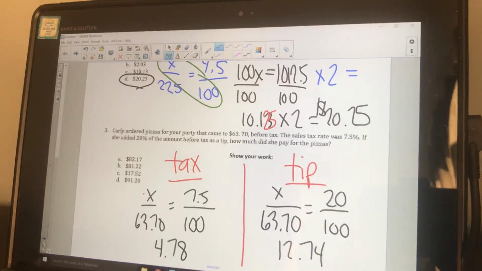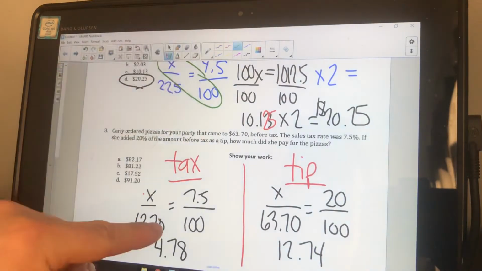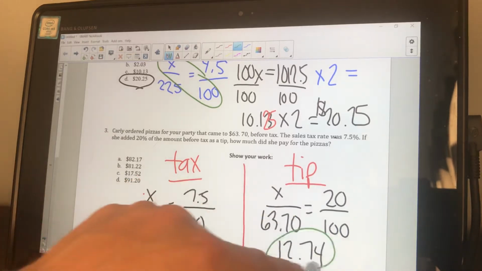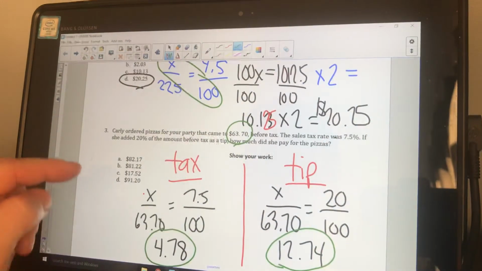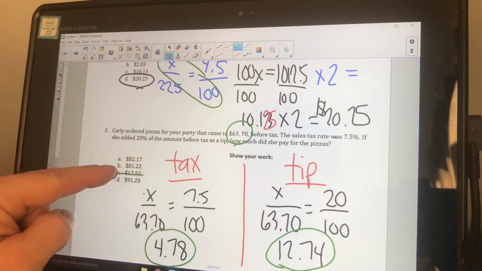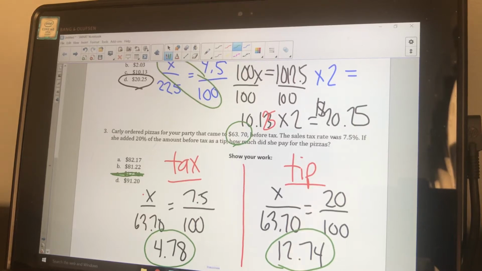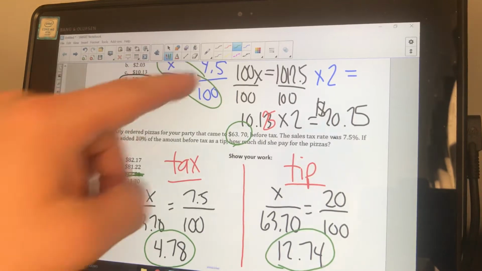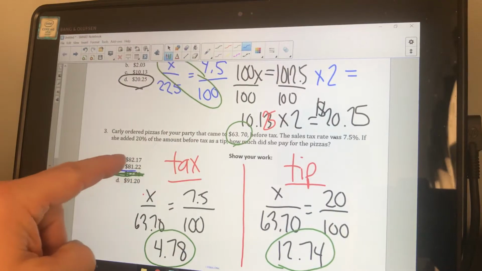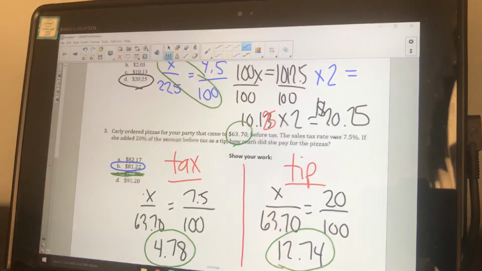Now, what am I going to do? I'm going to take that tax plus the tip plus the 63.70. So anything that's less than 63.70, I know I can get rid of because it can't be less. It's got to be more than 63.70. So it can't be letter C. $4.78 plus $12.74 plus $63.70 is $81.22. That means I'm going to go with option letter B again. Okay? All right. That's the first three.